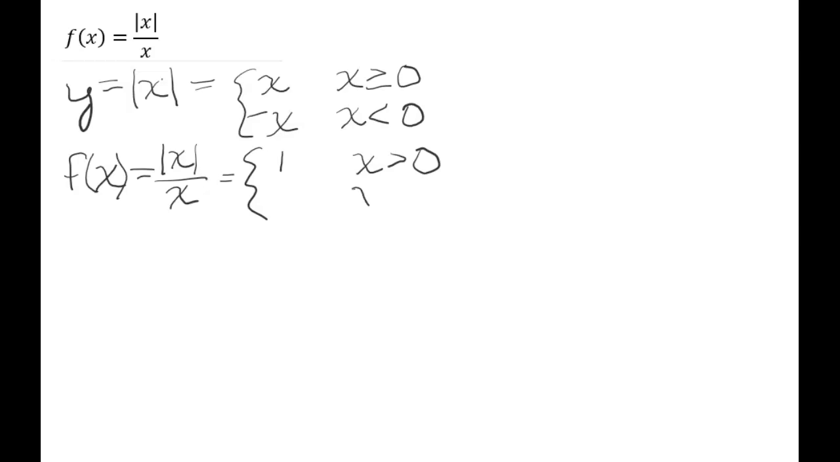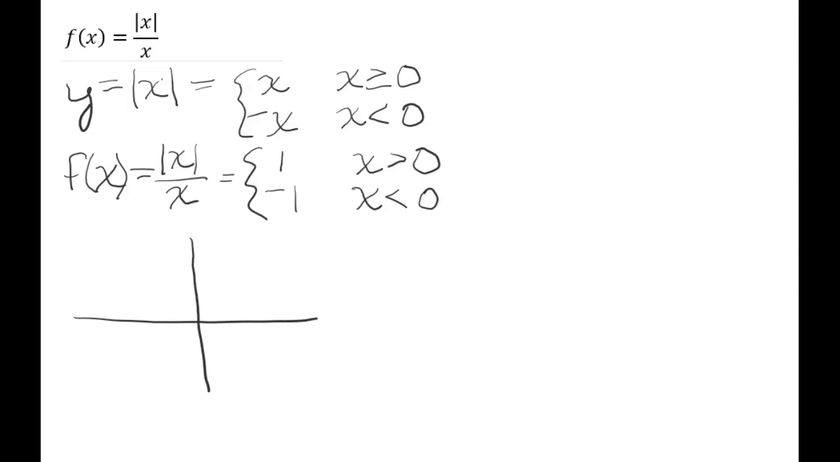For values of x that are negative, the numerator is positive because absolute value is always positive, but x just by itself was negative, so that's positive x divided by negative x, that's negative 1. So there's our function written in piecewise form. Let's take a look at the graph of this function.